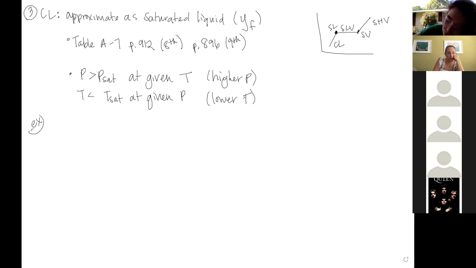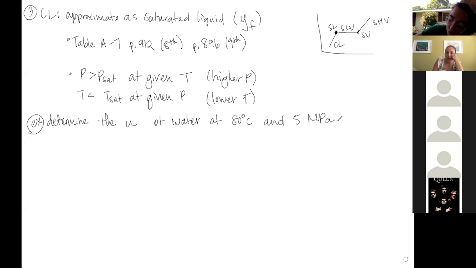So as a quick example, determine the internal energy, U, of water at 80 degrees Celsius and 5 megapascal. Right off the bat, I know 5 megapascal is a relatively high pressure. And I know that 80 degrees Celsius is not a particularly high temperature. So it's probably either a saturated liquid vapor or compressed liquid. It's not going to be a superheated vapor.